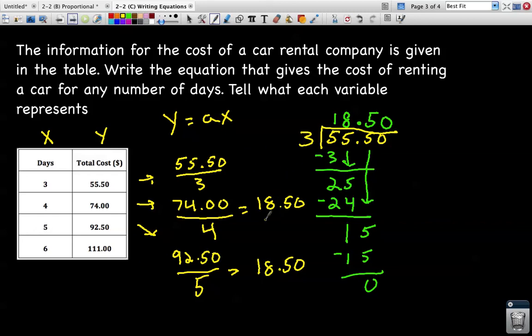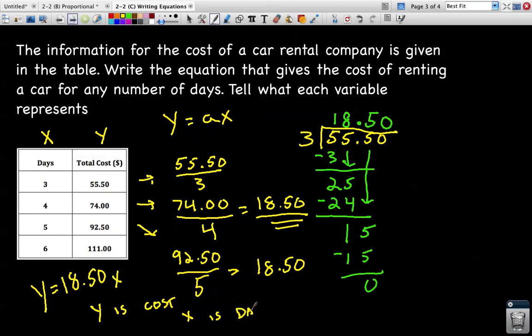So what that helps us figure out is here's my constant of proportionality. That would be my a. So my equation would be y equals 18.50 times x. So y, my total cost, equals $18.50 times the number of days that we're renting the car. Then we just need to make sure that we tell that y is the total cost and x is the number of days. So make sure you explain what each variable represents.